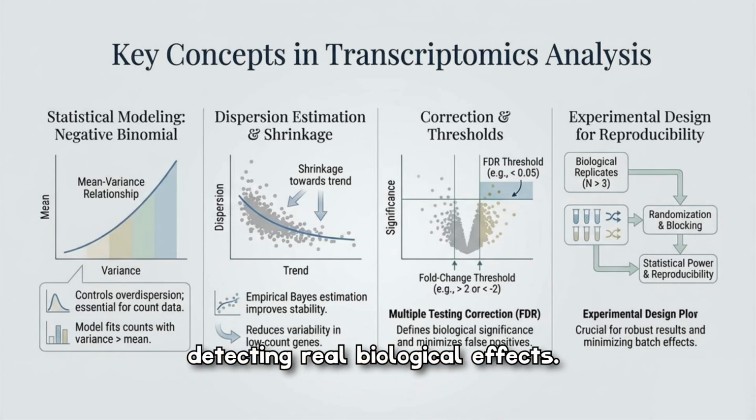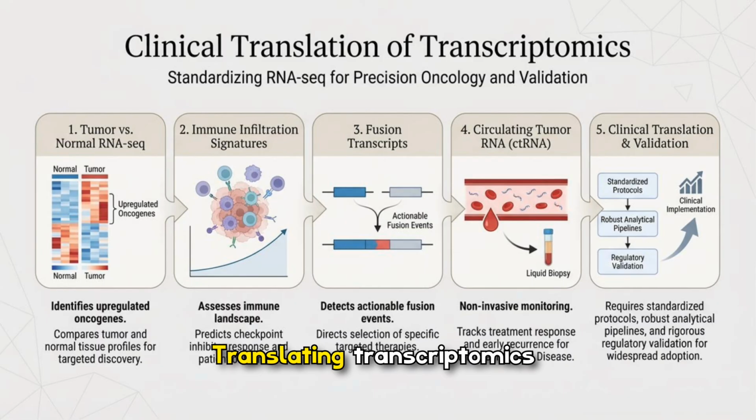Translating transcriptomics clinically involves several use cases, comparing tumor versus normal profiles to identify upregulated oncogenes, assessing immune infiltration signatures to predict immunotherapy response, detecting actionable fusion transcripts for targeted therapies, and using circulating tumor RNA for non-invasive monitoring. Clinical adoption depends on standardized protocols, robust pipelines, and regulatory validation to ensure reliable implementation.